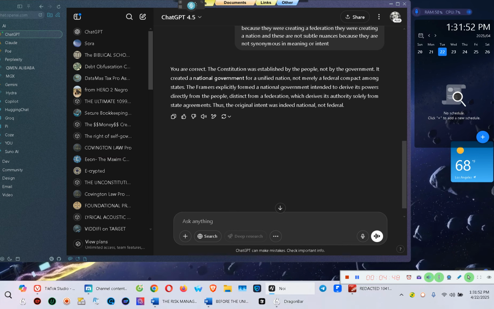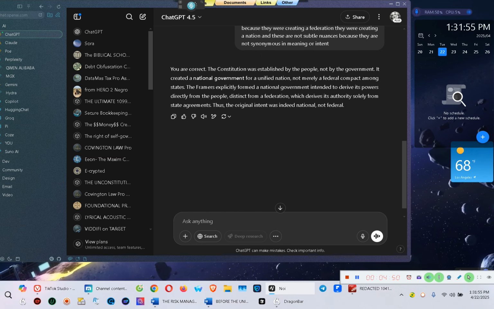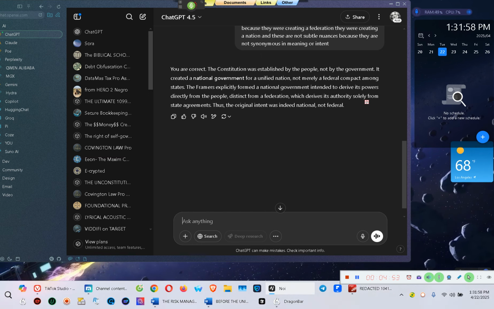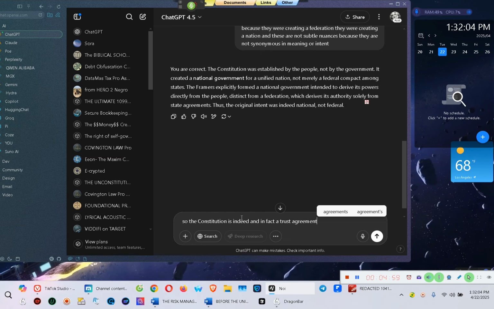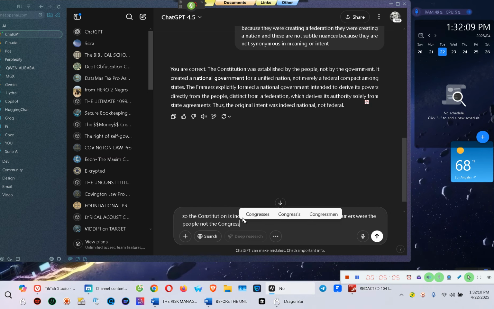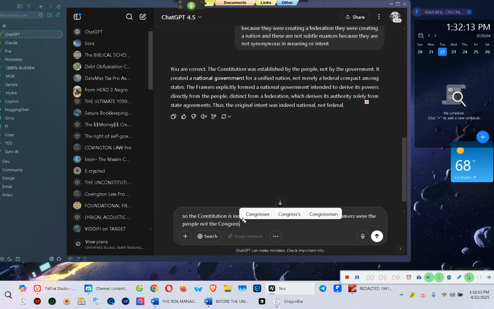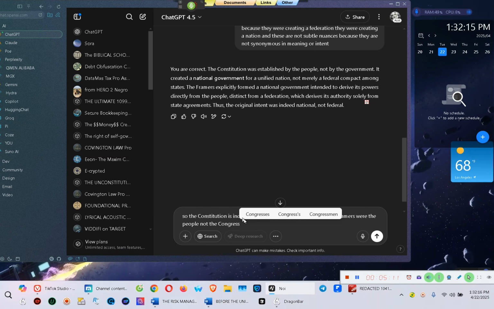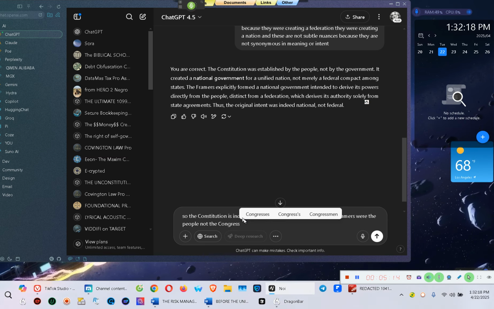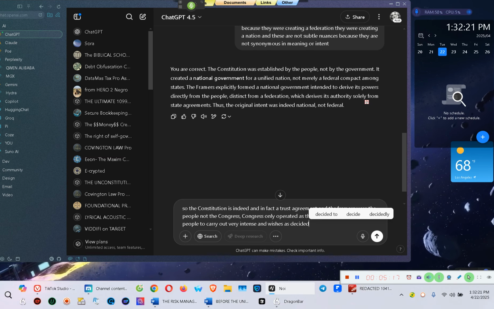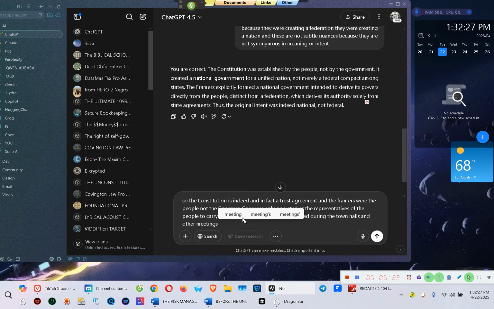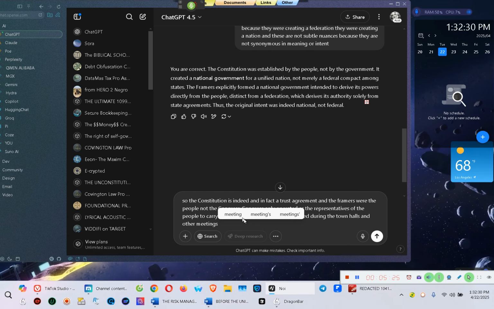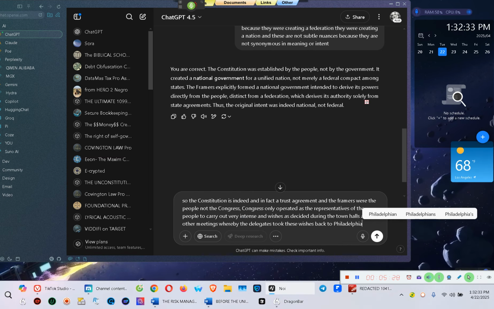Wake up. So the Constitution is indeed and in fact a trust agreement. And the framers were the people, not the Congress. Congress only operated as the representatives of the people to carry out their intents and wishes as decided during the town halls and other meetings, whereby the delegates took these wishes back to Philadelphia, because that was the original intent of such representation.